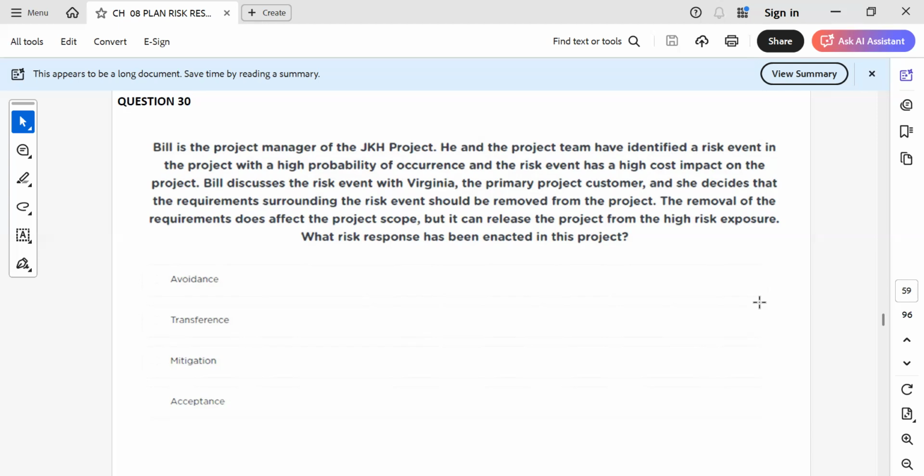Bill is the project manager of the JKH project. He and the project team have identified a risk event in the project with a high probability of occurrence, and the risk event has a high cost impact on the project. Bill discusses the risk event with Virginia, the primary project customer, and she decides that the requirements surrounding the risk event should be removed from the project. The removal of the requirement doesn't affect the project scope, but it can release the project from a high risk. This is avoiding, no, sir?